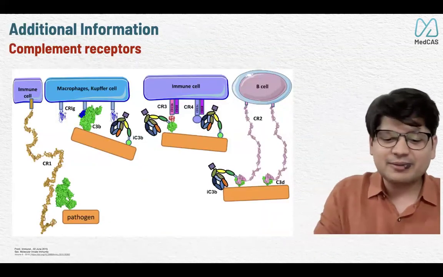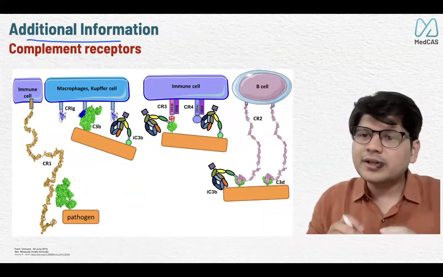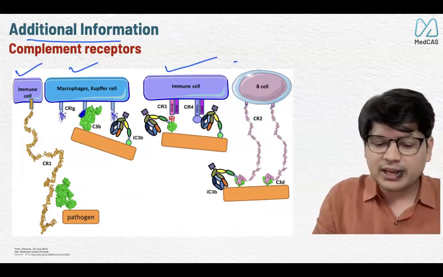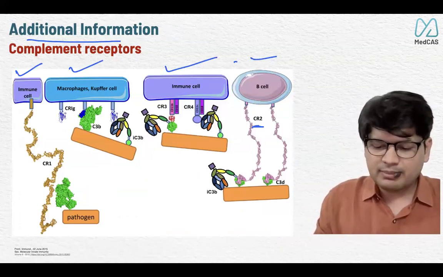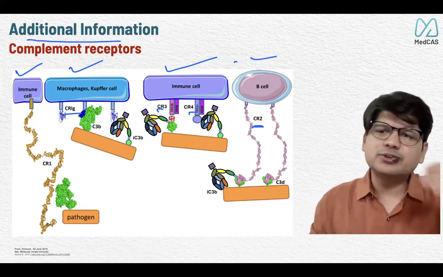These are additional information. I'm not going much into that. But complement also has to work on the receptor, and these receptors are located in almost all immune cells, macrophage, and the B cell, which are complement receptor 2, 3, 4, and 1. Okay, we'll not go much in detail, but we should just know.